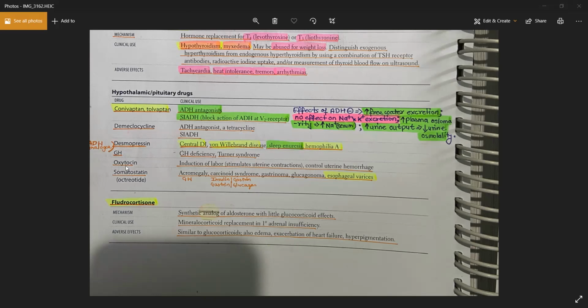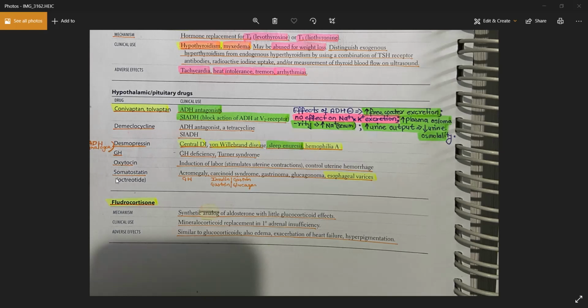Third is oxytocin. Oxytocin is generally used to induce labor, okay, and to control uterine hemorrhage. Whenever you encounter a patient who is having a postpartum hemorrhage, the first thing you will do is uterine massage. If the uterine massage fails, then you give the patient oxytocin. If the oxytocin fails, then you have to cleave the blood supply to the uterus to prevent blood loss. So oxytocin is one of the agents that is used in postpartum hemorrhage.